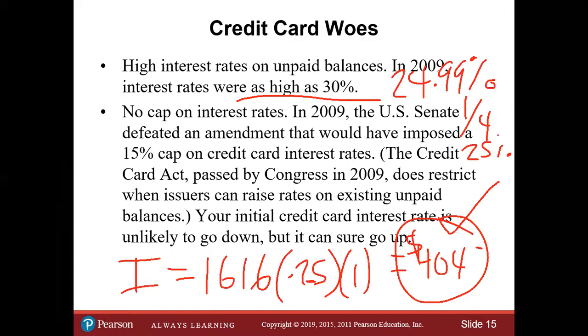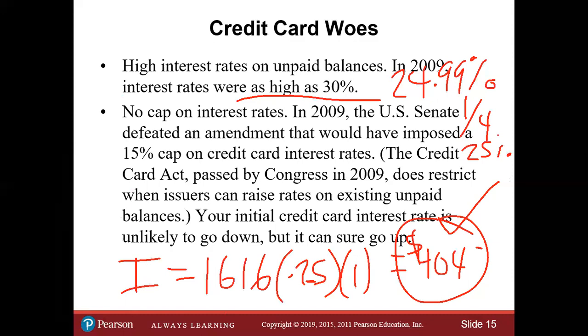So for most people who are unable to pay off their balance at the end of the billing cycle, they're going to be paying something like 25%, which clearly is going to balloon out of control for a person who is unable to pay off a balance in the first place.